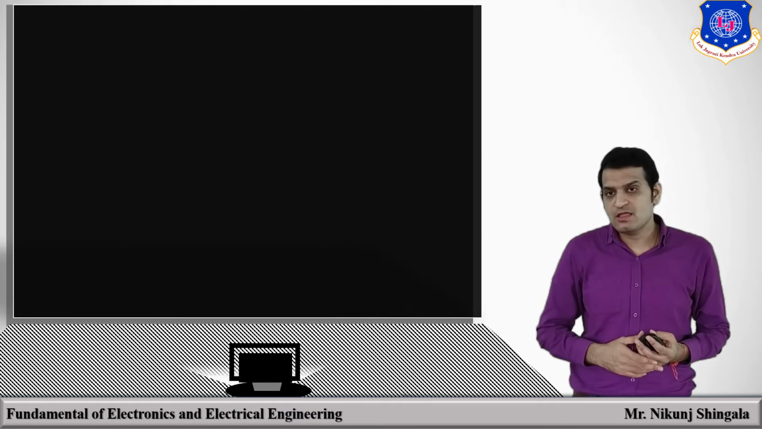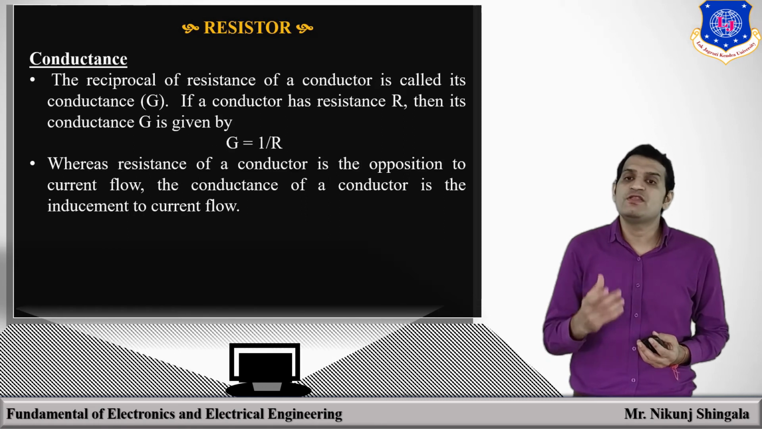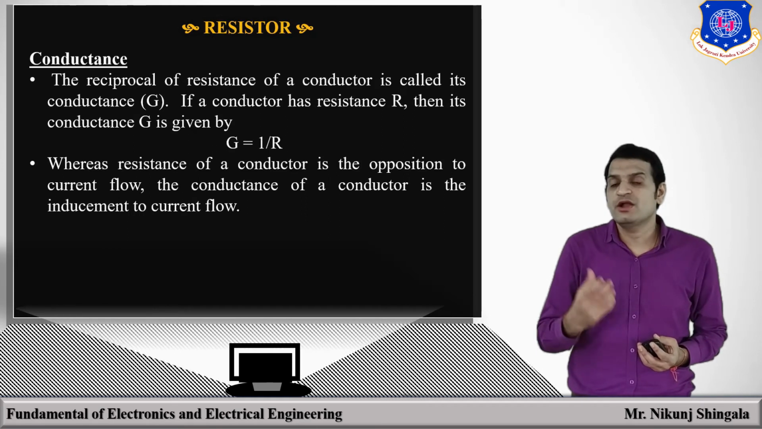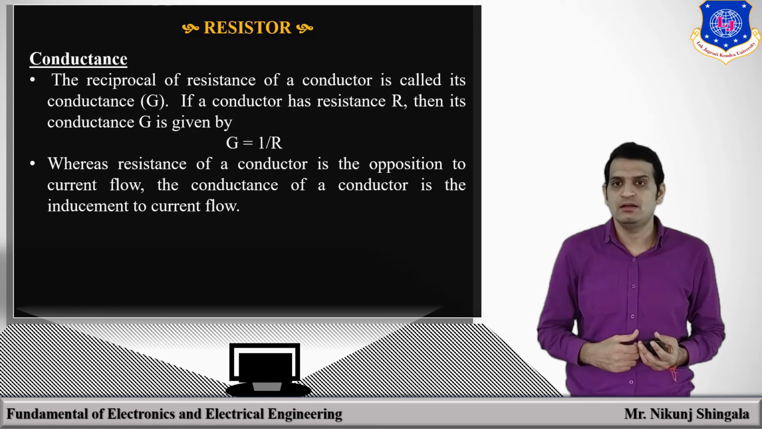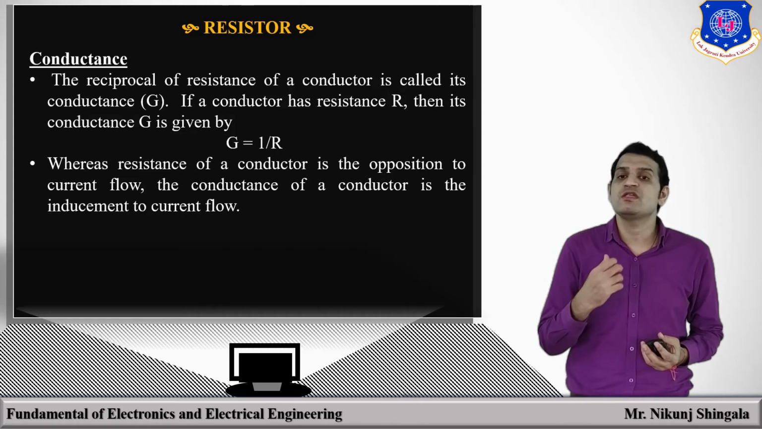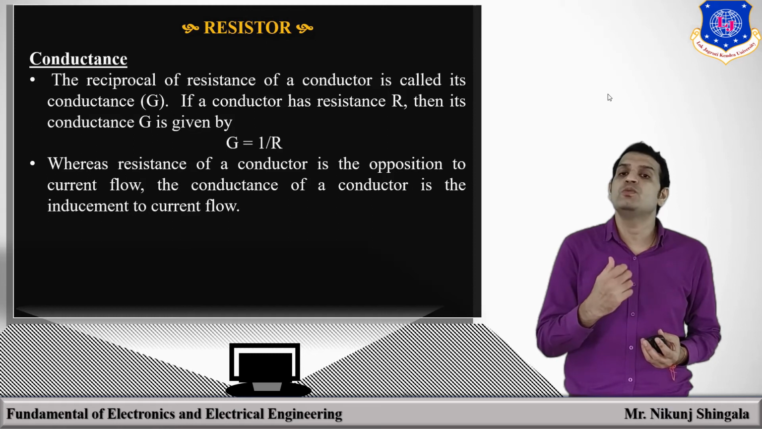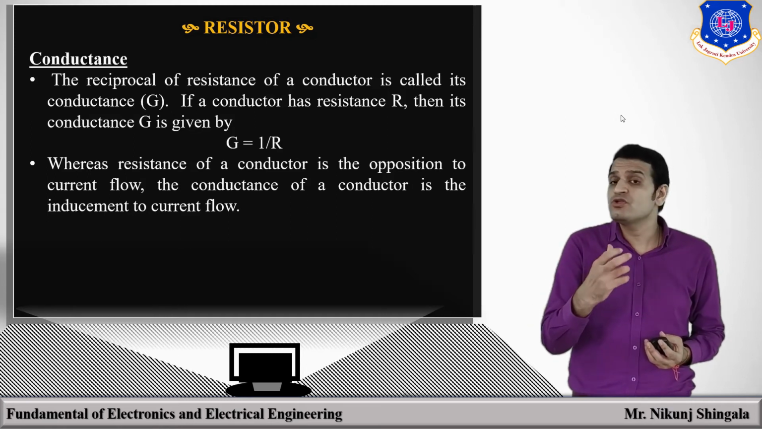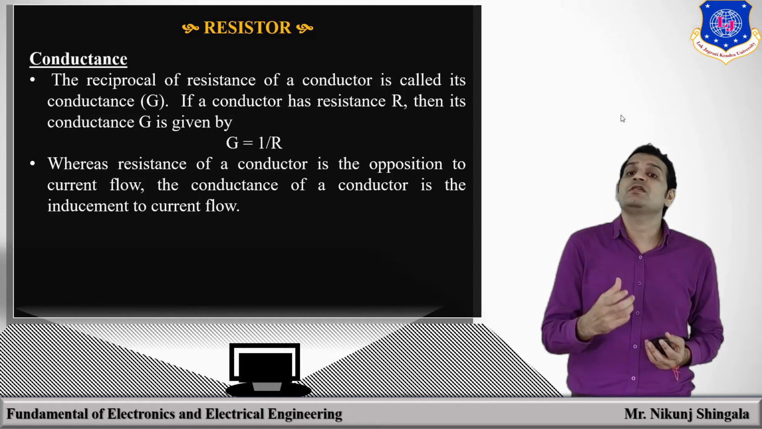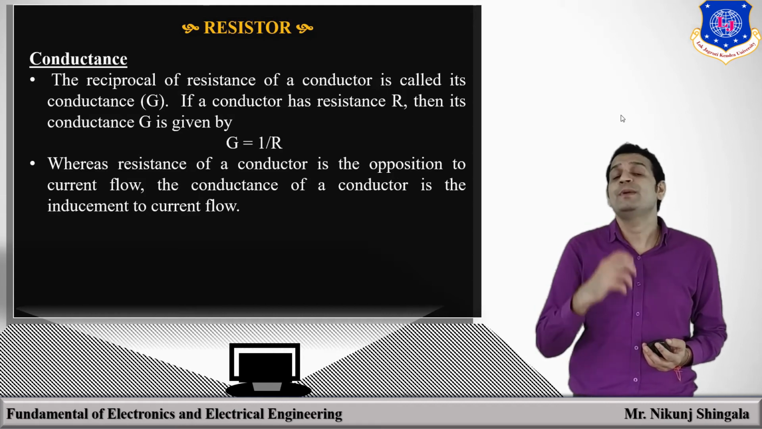Another thing is conductance. The reciprocal of the resistance of a conductor is known as conductance, which is denoted by capital G. Resistance is denoted by capital R. So the relationship between resistance and conductance is G is equal to 1 divided by R. Now we know resistance of a conductor is opposition to the current flow. The conductance of a conductor is an inducement to the current.